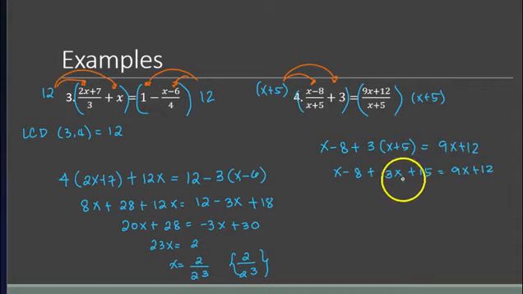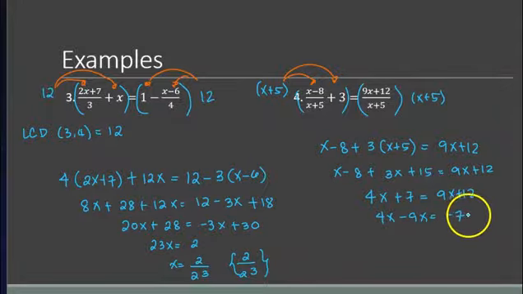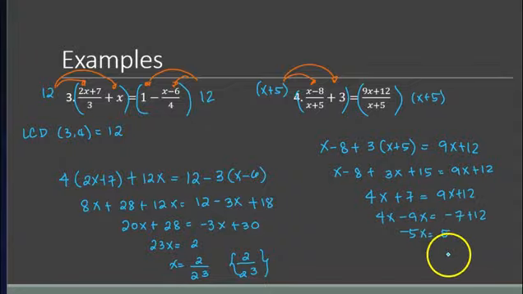Okay, then I'm going to simplify this. So we have 4x, then plus 7, right? Then 9x plus 12, then negative 9x, then this becomes negative 7 plus 12, so you have negative 5x, and this is positive 5, right? Okay, so x is negative 1.